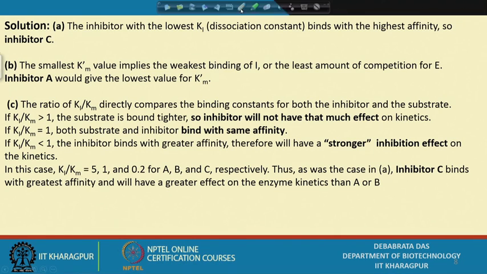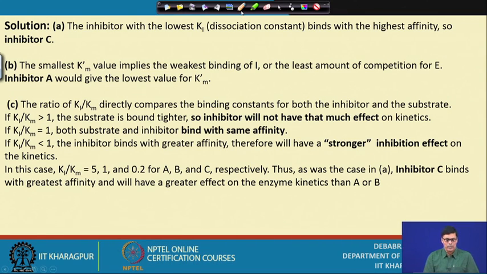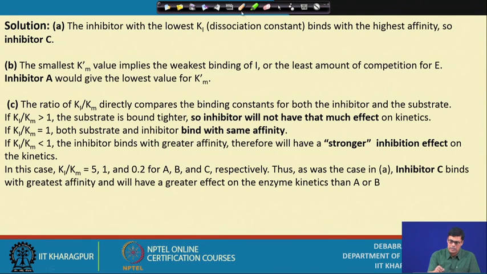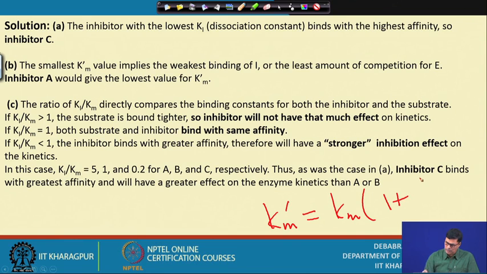So, the first question was: which inhibitor binds with higher affinity with the free enzyme? We have 3 inhibitors with different Ki values, where one Ki value is high and another is low. Since it is competitive inhibition, let me write Km dash equal to what? Km dash equals Km times (1 plus I by Ki). Am I right? So, this is the equation that we have.